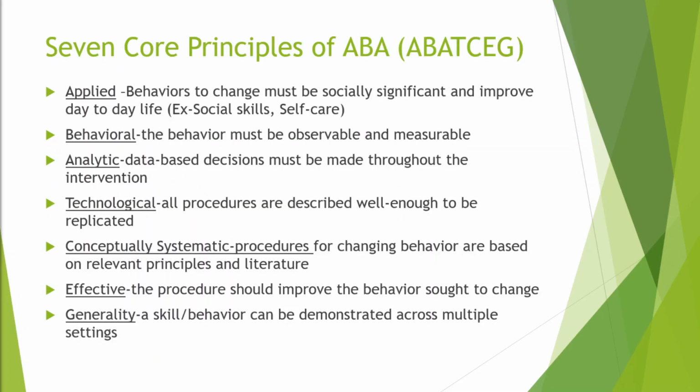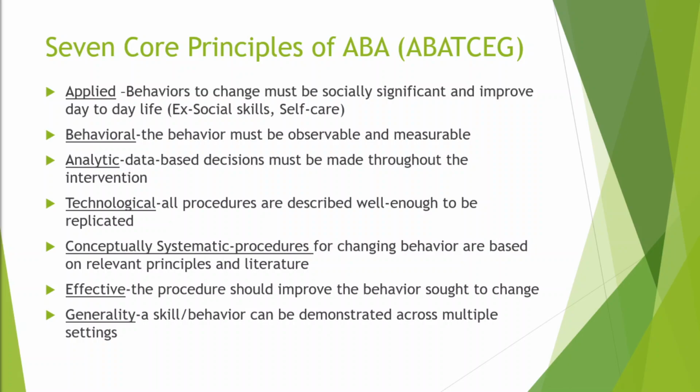So first, terms that we're going to review is the 7 core principles of ABA. The acronym is ABA-TCEG. So for applied, the A, it talks about how behaviors, when we're changing behaviors, they must be socially significant and improve day-to-day life. So for example, maybe we're trying to support a student's social skills, or maybe we're trying to help them be more independent, like teaching them some self-care activities or some independent living skills.